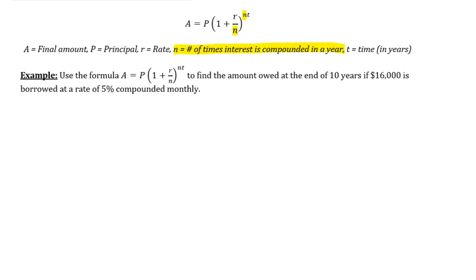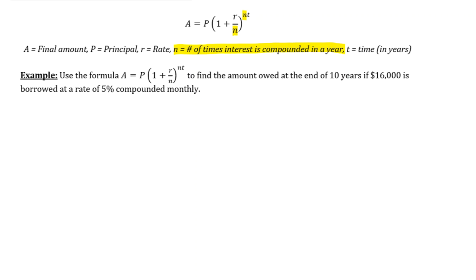So here we have an example where it says use the compound interest formula to find the amount owed at the end of 10 years if 16,000 is borrowed at a rate of 5% compounded monthly. All right, so the instructions are a little bit different than before. Back in chapter 11, it gave us compounded annually. But now, instead of computing interest at the end of each year, what we're going to do is compute interest at the end of each month over the period of 10 years.